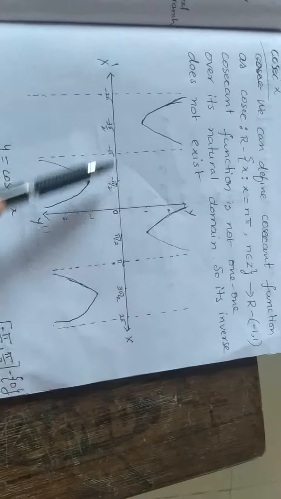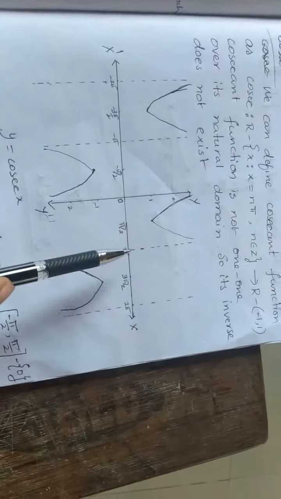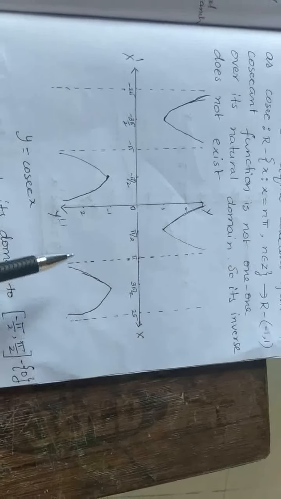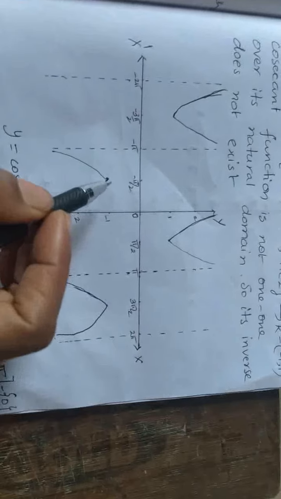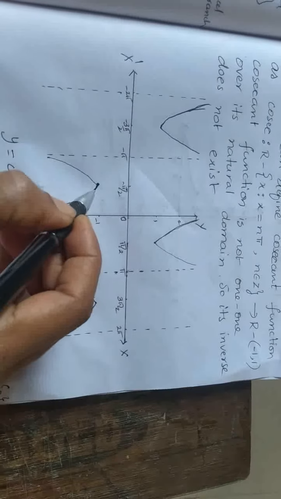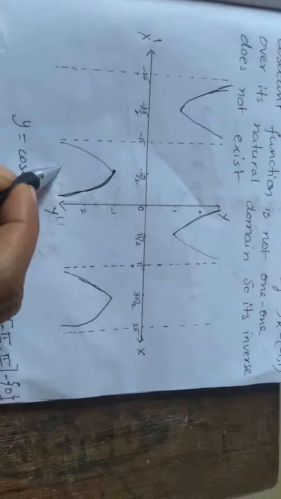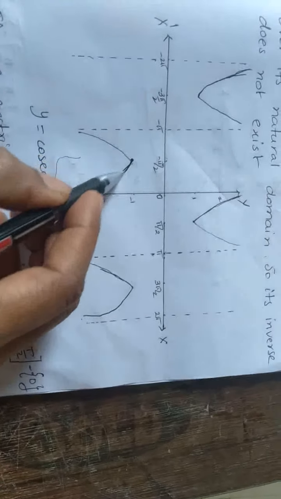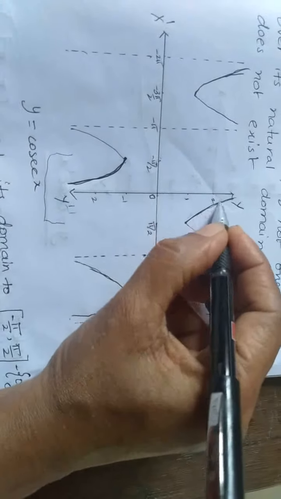Okay, now it is very clear that this function is not one-one. Therefore, its inverse does not exist. If you restrict its domain from minus pi by 2 to plus pi by 2, look at this, from here to here, you will get these two curves.